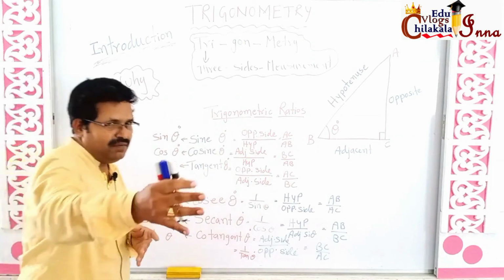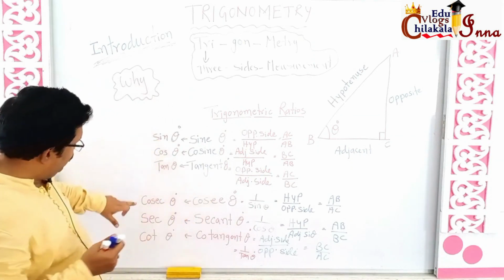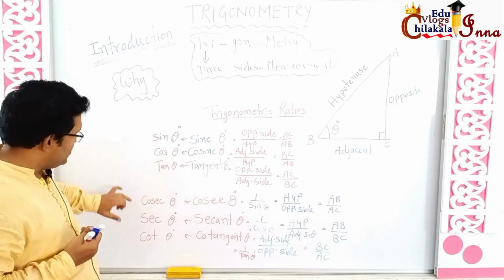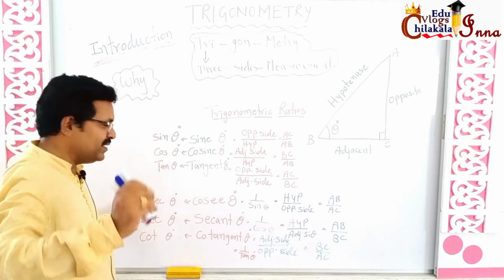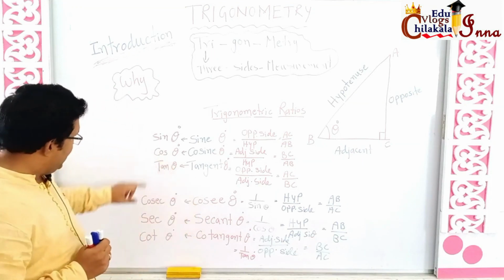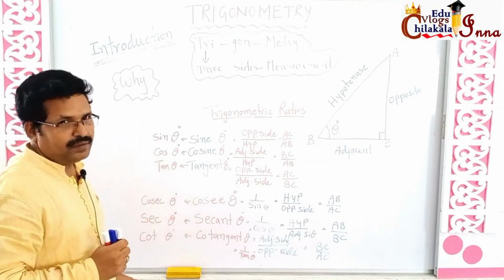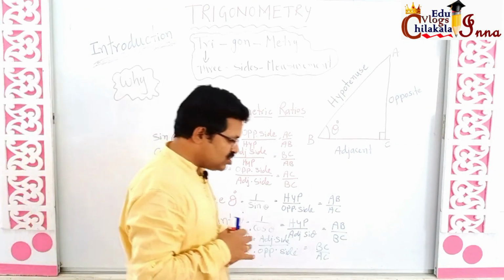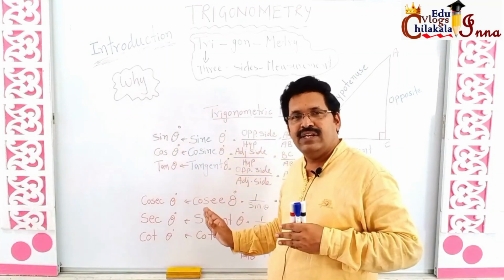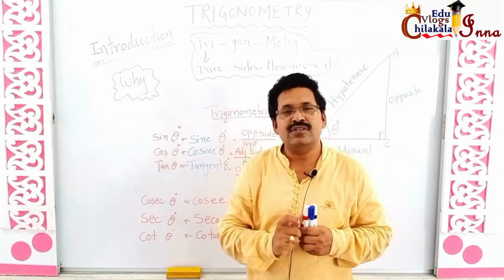Let me give you a quiz. Sin theta into cosecant theta: these two are opposites, the product is 1. Cos theta into secant theta, the product is 1. Tan theta into cot theta, the product is 1.